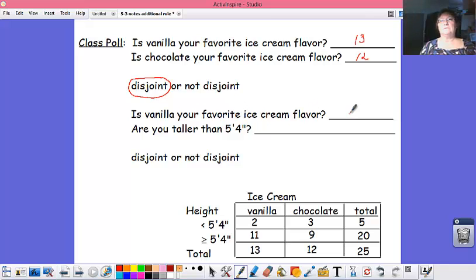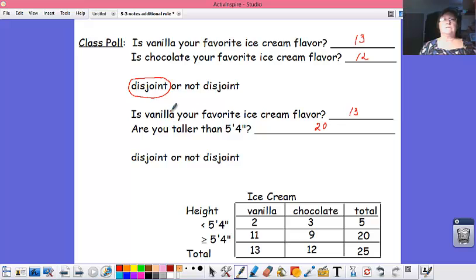The same people, 13, who said that vanilla was their favorite, and then I asked again, are you taller than 5'4"? In this case, as you can see, 20 of the 25 people were 5'4" or taller. Okay? Now, let me ask you this.